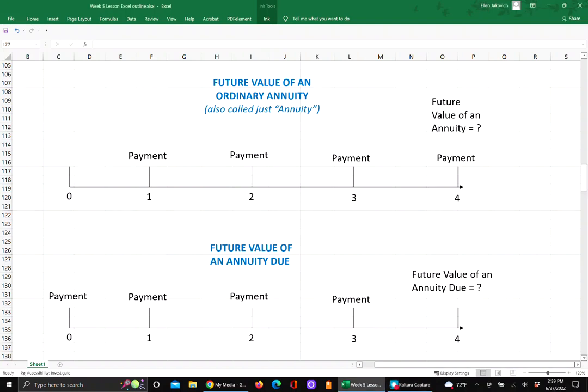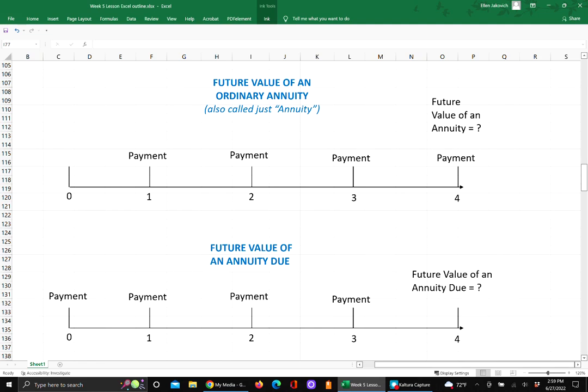Hello, Professor Jakovich here again, and now we're going to talk about annuities. We are going to talk about the future value of an ordinary annuity and also the future value of an annuity due. Here on your screen, we are looking at what the difference is between the two annuity types.